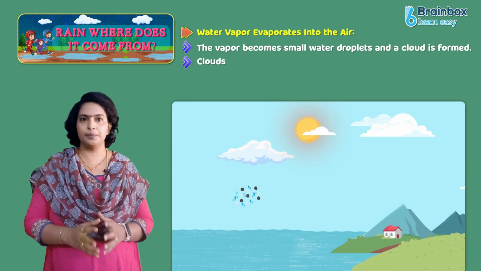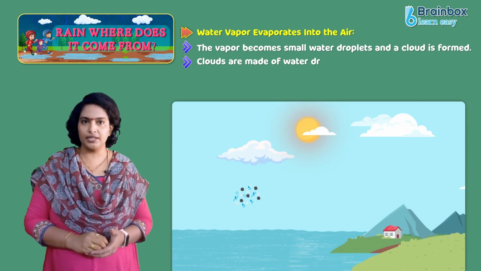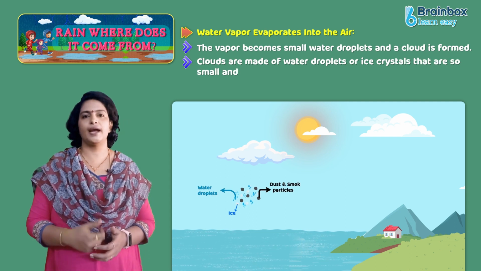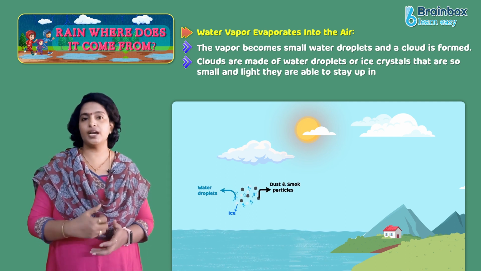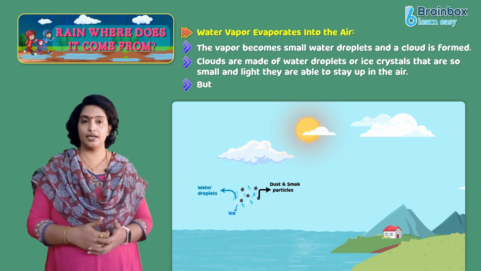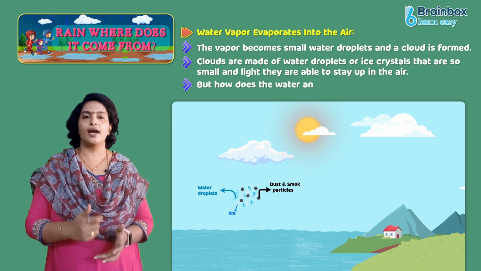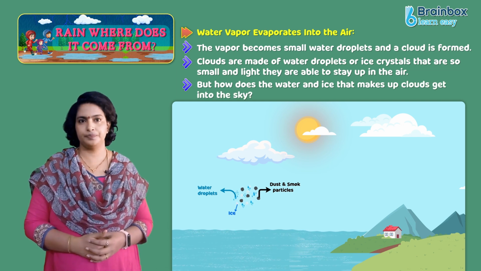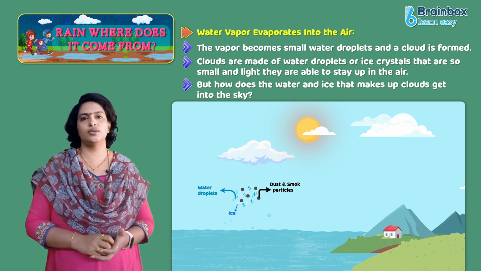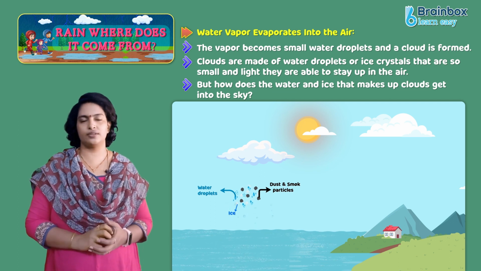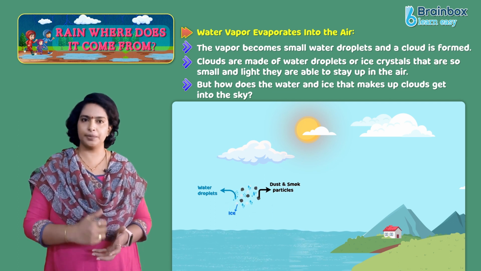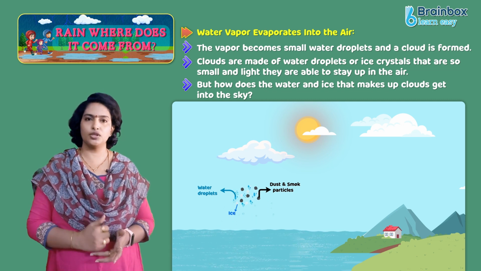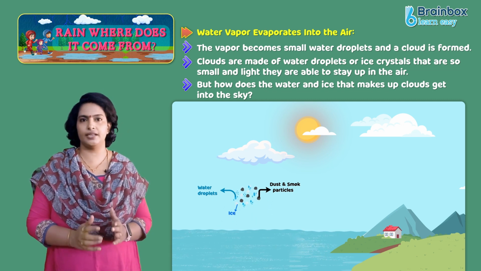Now, clouds are made up of water droplets or ice crystals that are so small and light they are able to stay up in the air. But how does the water and ice that makes up clouds get into the sky? The air can hold only a certain amount of water vapor depending on the temperature and weight of the air or atmospheric pressure in a given area.